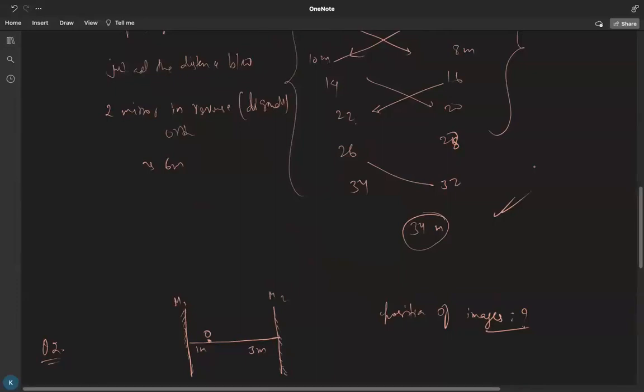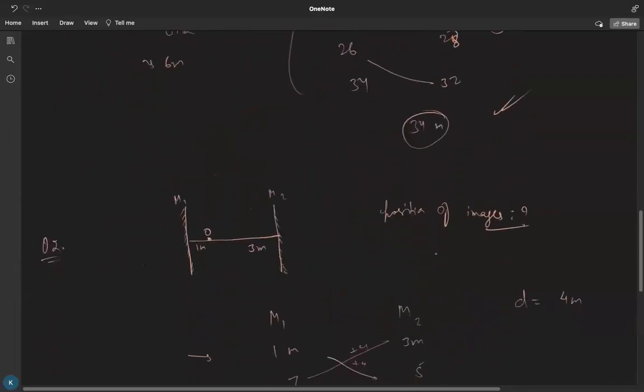Suppose that you are an object and you are at a distance of 1 meter from one plane mirror, right? And this is the frontal side of yours, and on the backward side the mirror is kept at 3 meters from you.